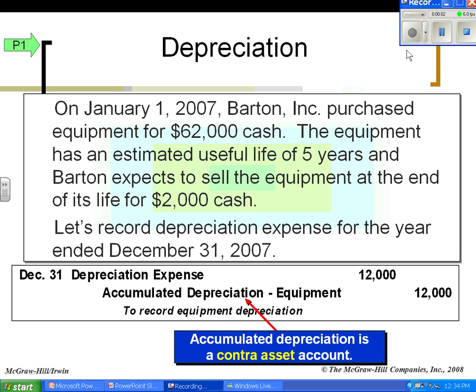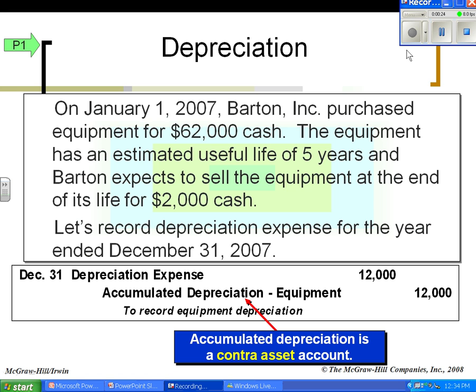Okay, this is chapter 3, part 4, and we're just finishing up with depreciation. Depreciation is a deferral. You're purchasing an asset, and then you're going to defer the expense of that asset to future periods. And so here is the journal entry. That's where we finished off.